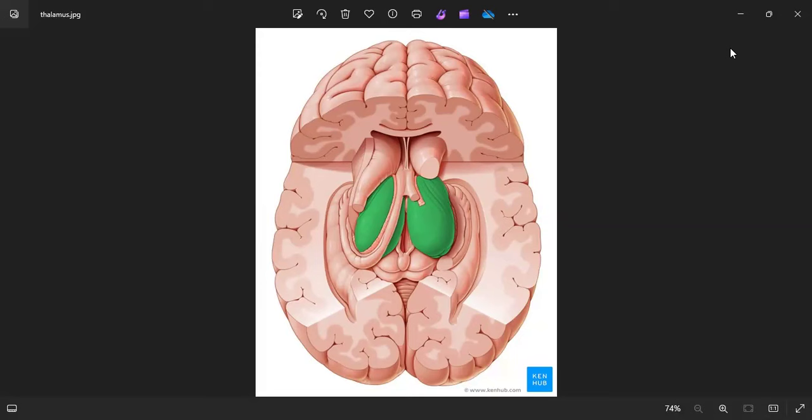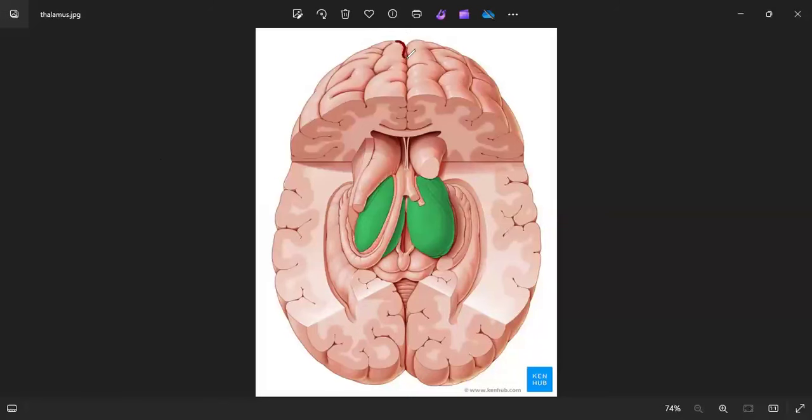So in the next session, I want to just highlight the thalamus. But before I do that, once I have this picture, I have to show you a structure. Can you see that? Let me get a good orientation. Good. Can you see that?